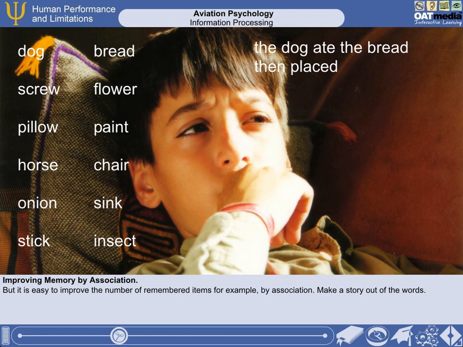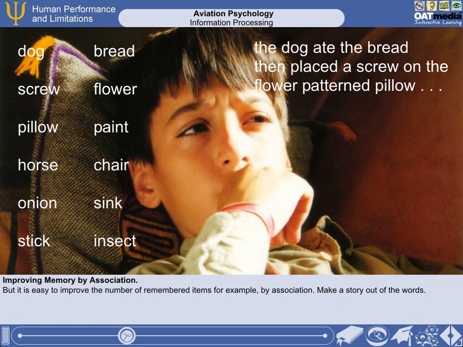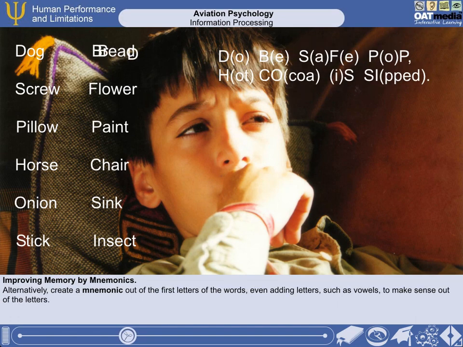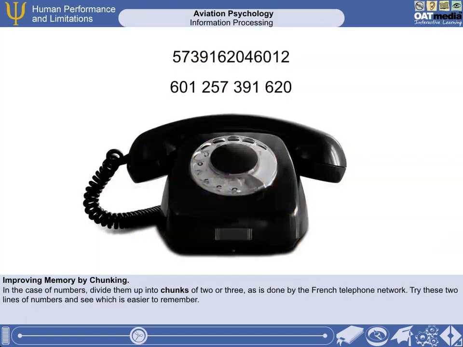But it is easy to improve the number of remembered items, for example by association. Make a story out of the words. Alternatively, create a mnemonic out of the first letters of the words, even adding letters, such as vowels, to make sense out of the letters. In the case of numbers, divide them into chunks of 2 or 3, as is done by the French telephone network. Try these two lines of numbers and see which is easier to remember.